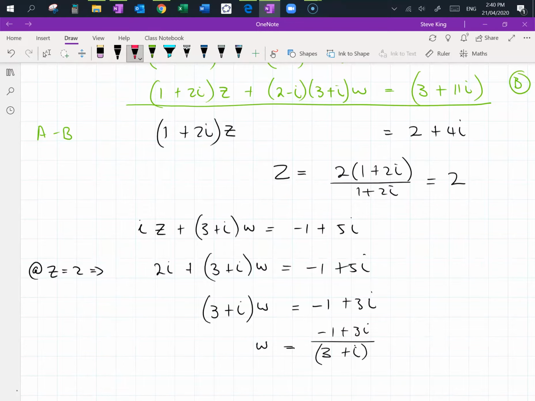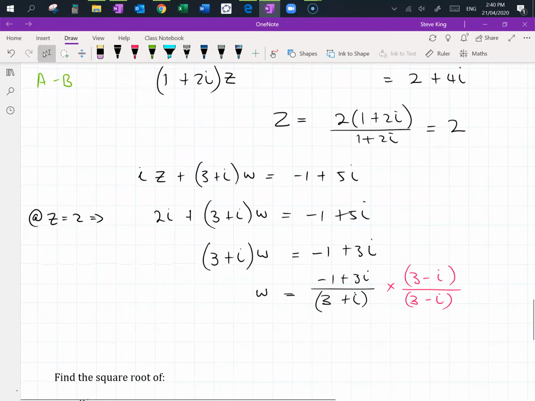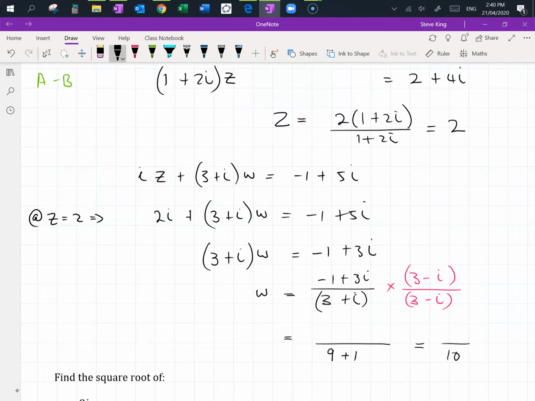And as we've done before, I need to rationalize this. So I'm going to multiply top and bottom by 3 minus i. And let's see what that brings us. Well, on the bottom line, I'm going to get 3 times 3, which is 9, minus i squared. So in other words, it's going to be plus 1. So I know that my denominator is going to be 10.